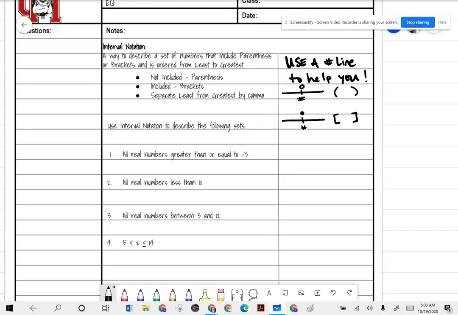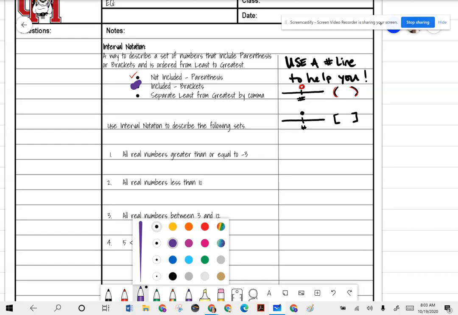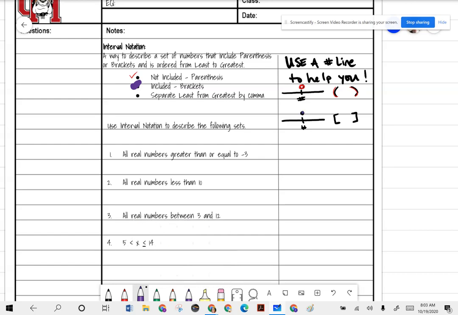If a number is not included, that would look like an open circle on a number line, and then you use parentheses. If a number is to be included, like a closed circle on a number line, then that's when you use brackets. So use a number line to help you determine whether to use parentheses or brackets.